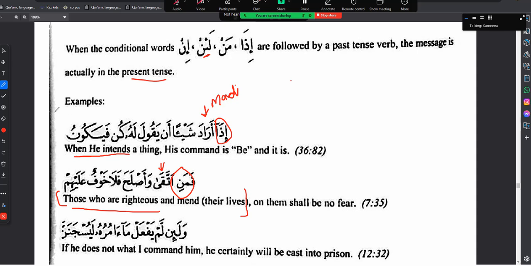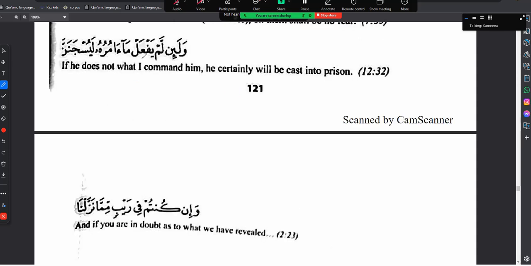And in this ayah, when he intends a thing, this is the shart part, and the rest of the thing is the Jawab shart. His command is be and it is. فَإِن لَمْ يَفْعَلْ مَا آمُرُهُ لَيُسْجَنَنَّ.